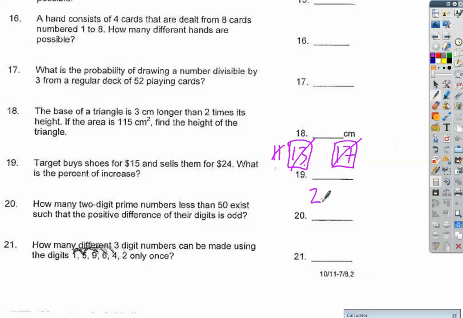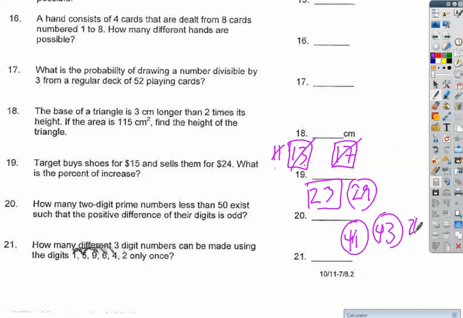So we have 23, and that gives me an odd difference, so that's 1. 25, 27, no, 29, 29. So none of the 30s will work, so we're on to the 40s. 41, 43 is prime, and 47. So 1, 2, 3, 4, 5. So the trick here is to know 2 odds subtracted will end up with an even answer. So it has to be an even and an odd, and the last digit has to be odd. So therefore the first digit must be even.